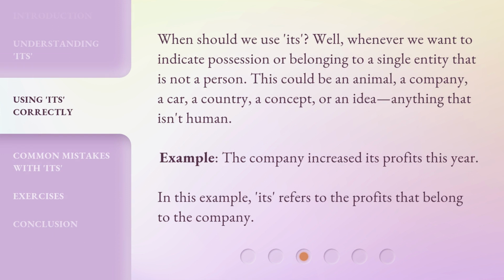When should we use its? Well, whenever we want to indicate possession or belonging to a single entity that is not a person. This could be an animal, a company, a car, a country, a concept, or an idea. Anything that isn't human. Example: the company increased its profits this year. In this example, its refers to the profits that belong to the company.